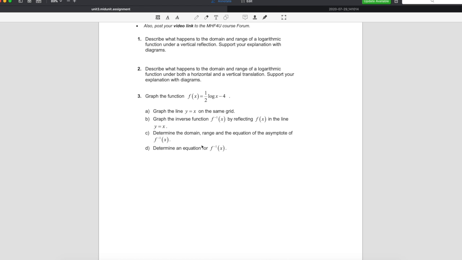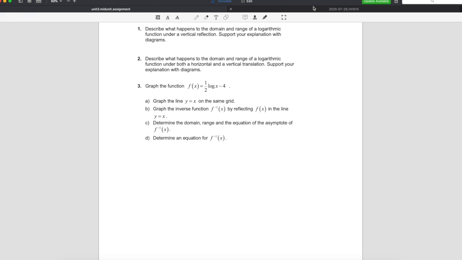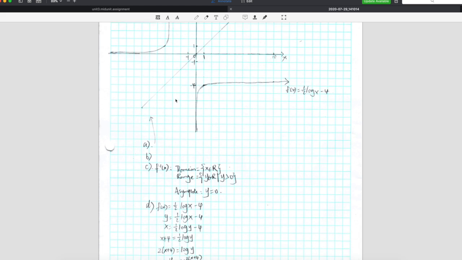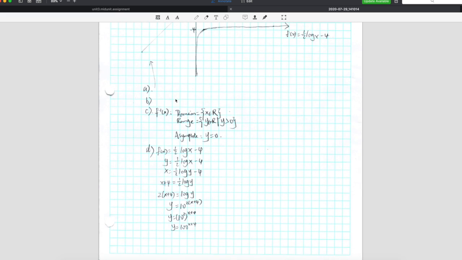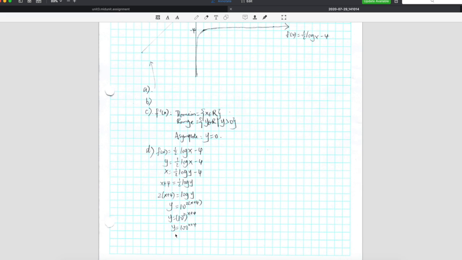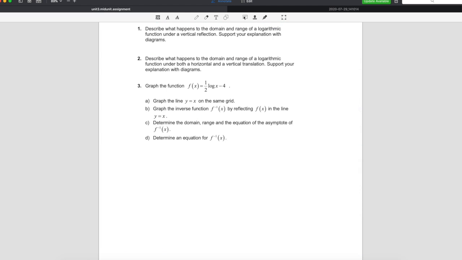And question D, determine an equation of the inverse function. I found that the inverse function is y equals 100 to the power x plus 4. I forgot to rewrite it as f minus 1 of x. Sorry, but that's the answer. That's the final answer of my question D. Okay, so thank you.